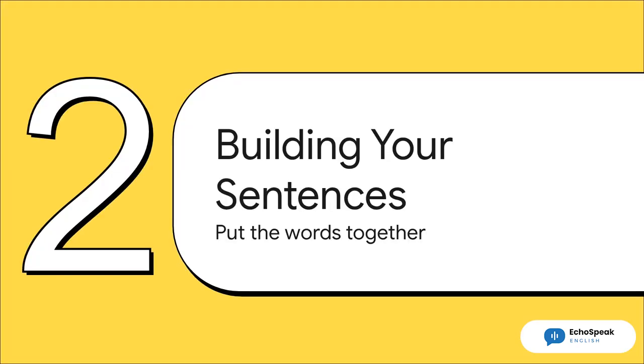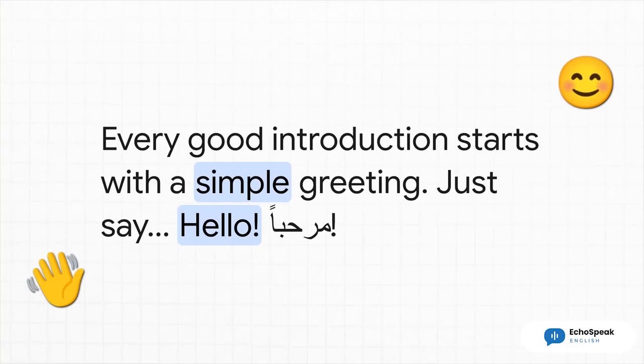Okay, here we go. This is the really fun part. We're going to take those single words and turn them into real sentences you can actually use to talk to people. Every single conversation has to start somewhere, right? The most common way in English is with a friendly hello. It's warm, it's welcoming. Let's try it together. Put a smile on your face and say, hello.